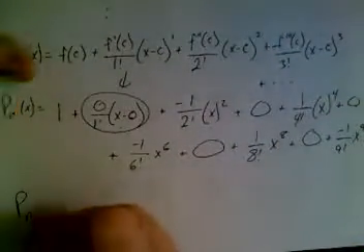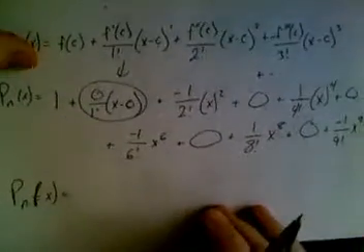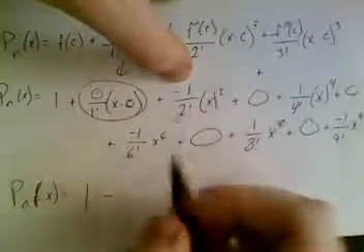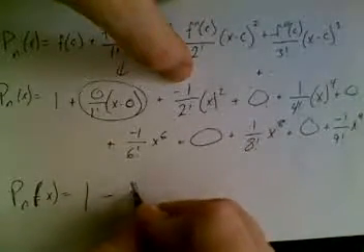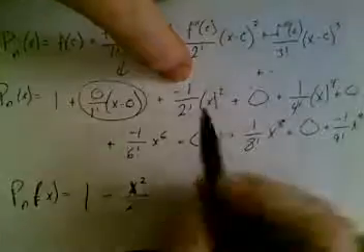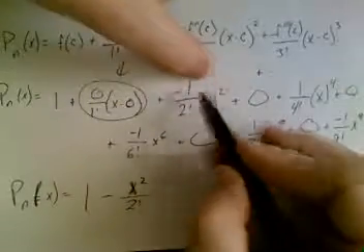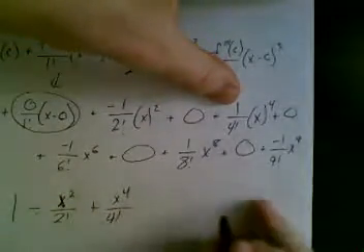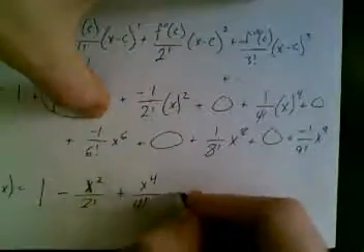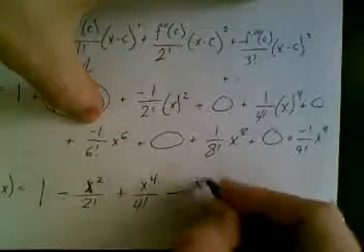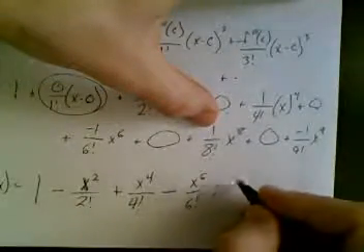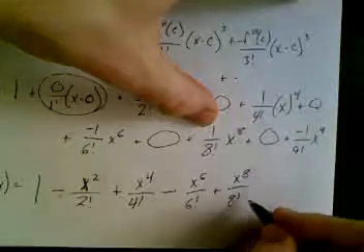P sub n of x is really equal to what? 1 minus x squared over 2 factorial, right? The negative can be moved over to here. It's x squared on top of 2 factorial. Plus a 0, I'm going to skip that. Plus x to the fourth over 4 factorial. Plus 0, I'm going to skip that. Minus x to the sixth over 6 factorial. I'm going to skip that. Plus x to the 8th over 8 factorial.